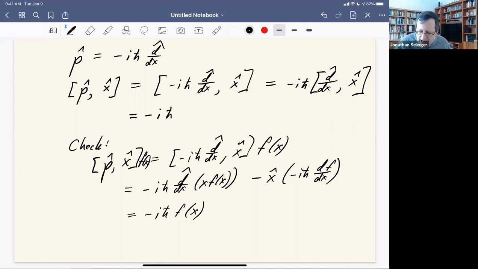This negative i h bar, I could write it as negative i h bar with a hat. But as I said, when these things are just numbers, you're just multiplying by a constant number like i or h bar, then normally people leave off the hat and just write it as negative i h bar by itself.